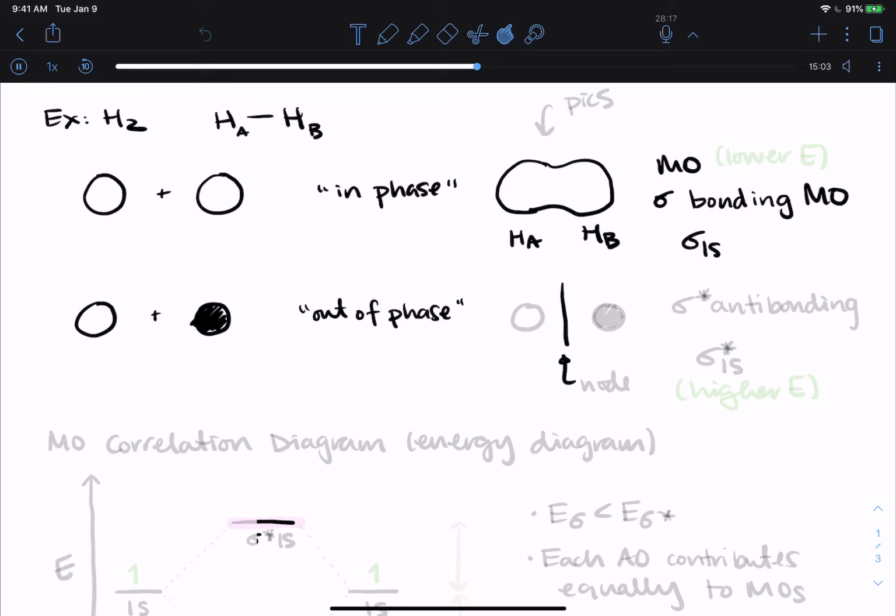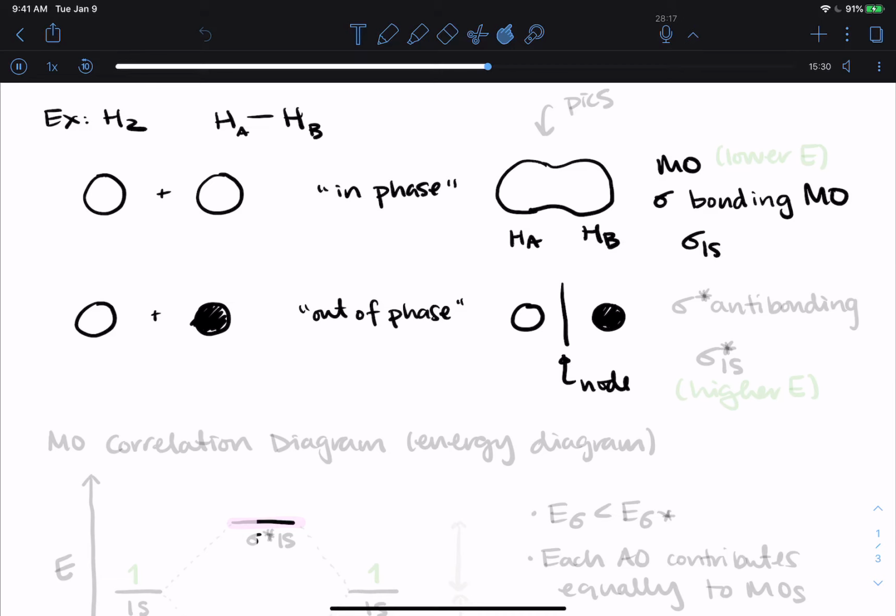A node. And we show it by just drawing a line. So a solid line representing where that node, I mean, technically it's a nodal plane, where it shows up. And on one side, I have my s orbital with this phase, and on the other side, I have my s orbital with this phase. So this is my molecular orbital picture.